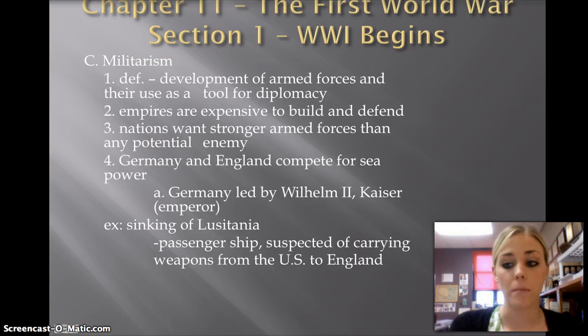Another major cause was militarism. Empires were not cheap. Not only did they require building, they also required maintenance, and to maintain an empire, you have to defend it. The growth of nationalism and imperialism led to increased military spending. Because each nation wanted stronger armed forces than those of any potential enemy, the imperial powers followed the policy of militarism, which was the development of armed forces and their use as a tool of diplomacy.